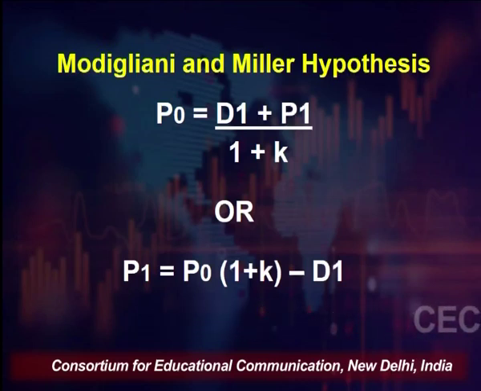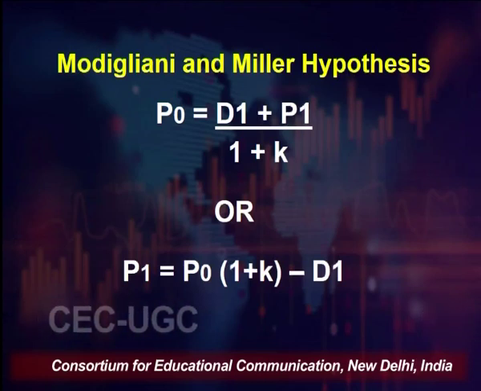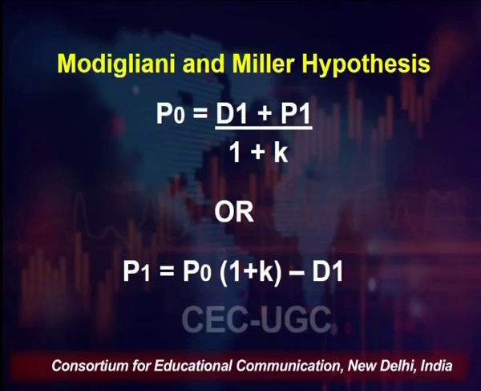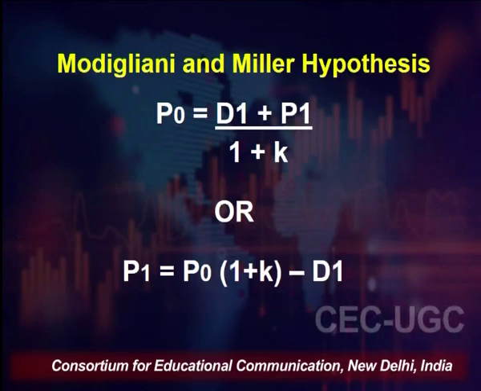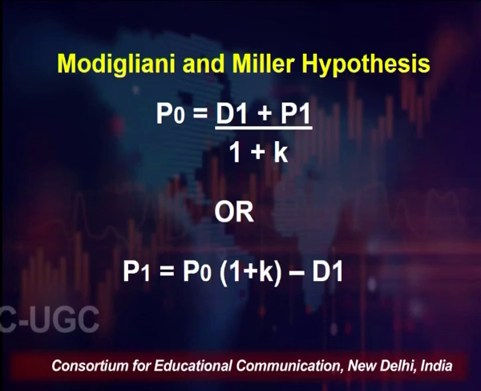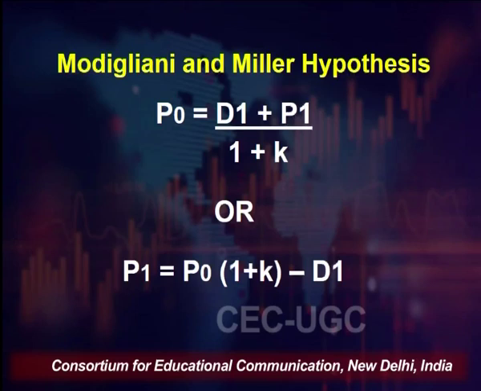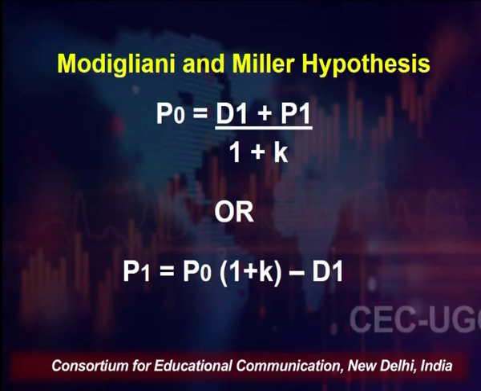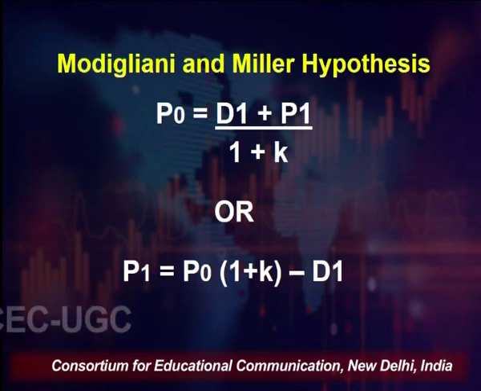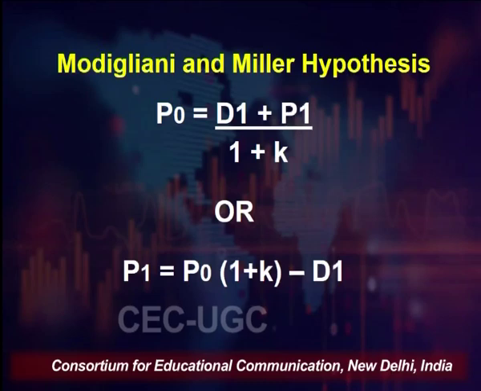By solving this equation, we can get the value of P1 as well. That means we can calculate the expected price of the share in the future. So, our P1 will be equal to P0 multiplied by 1 plus k, minus the dividend to be declared at the end of first year, and using this we will get the value of P1.